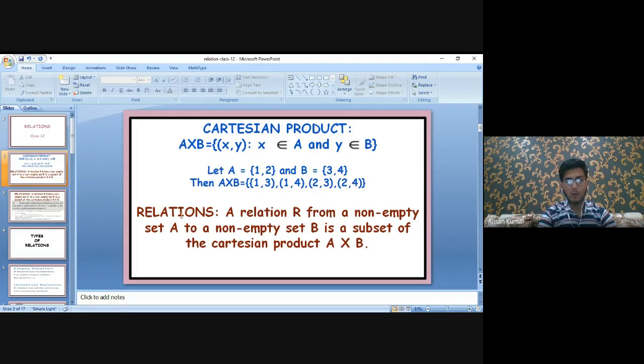And you all know what a relation is. A relation R from a non-empty set A to a non-empty set B is a subset of the Cartesian product A cross B. So a relation will be a relation from A to B. That means only sets are related. So from set A to set B, a relation is there and it is a subset of A cross B. So this is how a relation set looks.